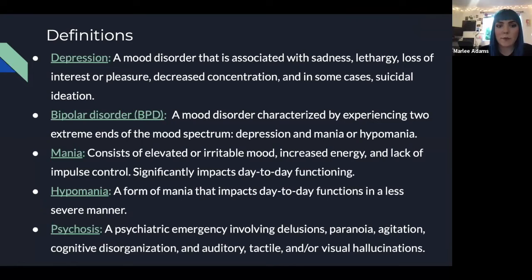The other thing to note is that people can actually have what's called a mixed state, which is when they experience both depressive and manic or hypomanic symptoms at once, which can be very confusing clinically. Mania is associated with type 1 bipolar disorder, while hypomania is associated with type 2. They're just different classifications. And finally, psychosis is a psychiatric emergency associated with mania, and it can involve things like delusions, paranoia, agitation, cognitive disorganization, and hallucinations. This is also something I'll be talking about a little bit more later on because it's quite important.